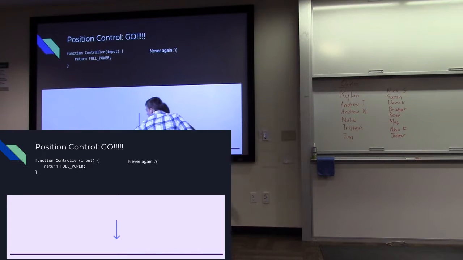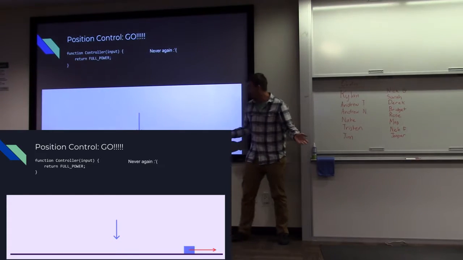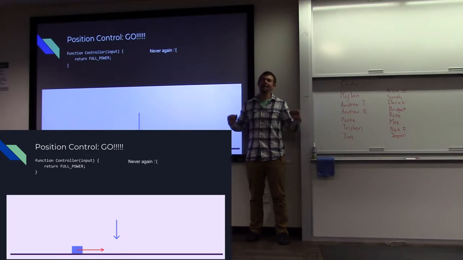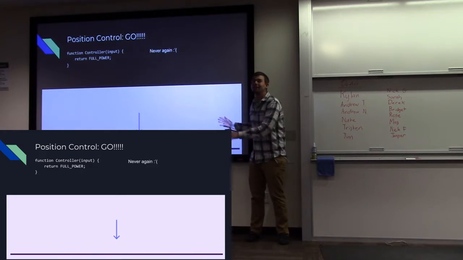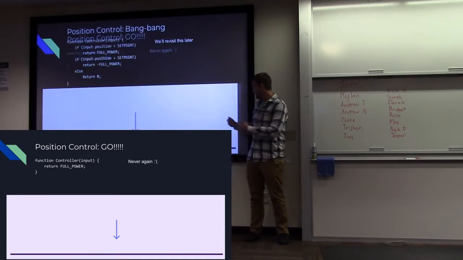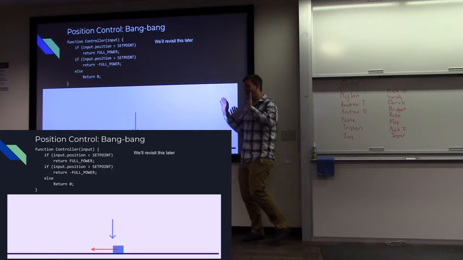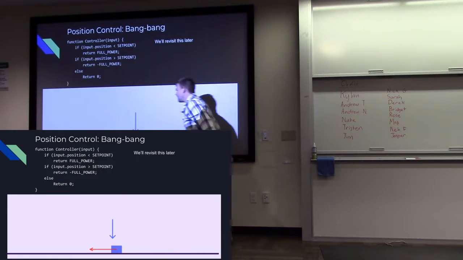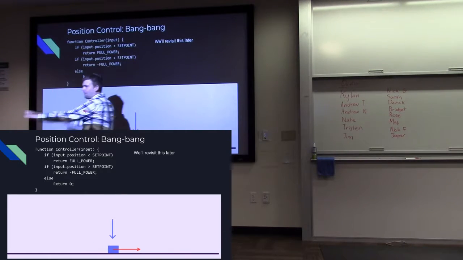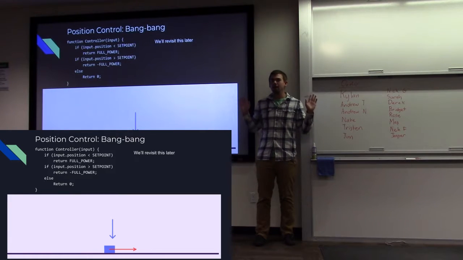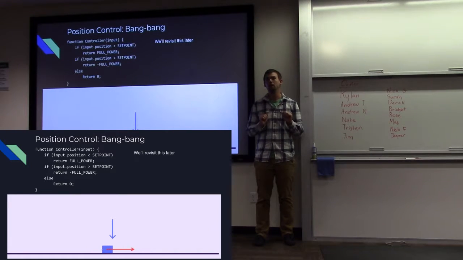I start here. I want to be here. And the thing that I'm going to do is just floor the gas, go forward as fast as I can, hoping that I get to the right spot eventually. This is terrible. You can see we never get to the end. We're just going to keep looping forever. Let's do a little bit better. If I'm behind my set point, I'm going to go forward all the way. If I'm in front of my set point, I'm going to go backwards as fast as possible. And I'm just going to keep going back and forth forever until I get bored and die.